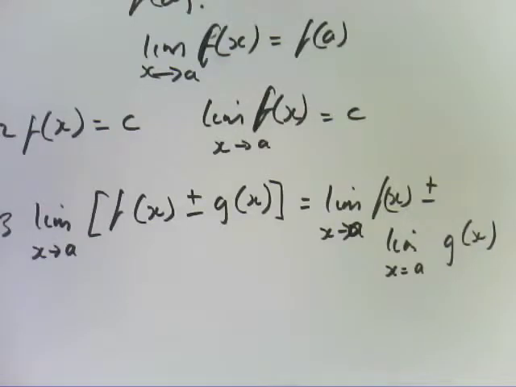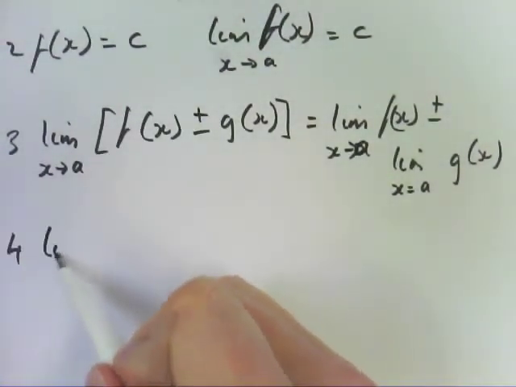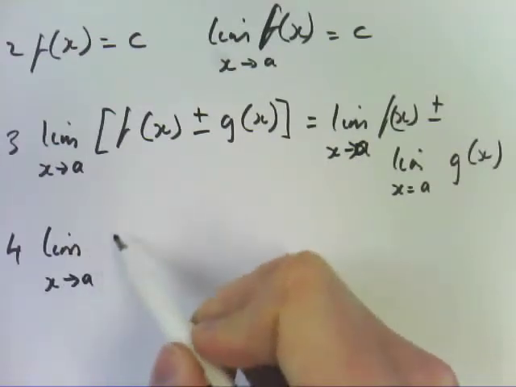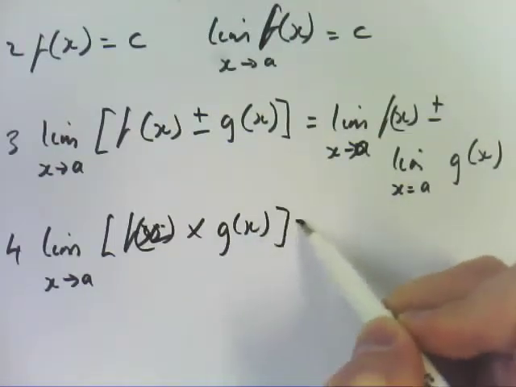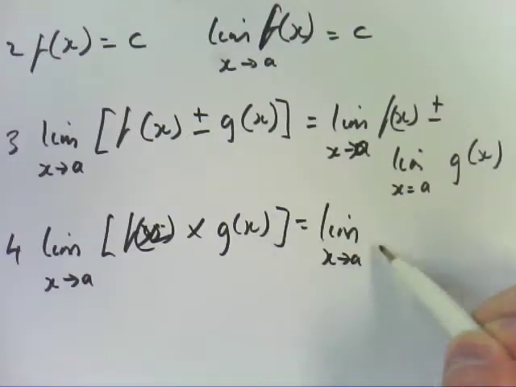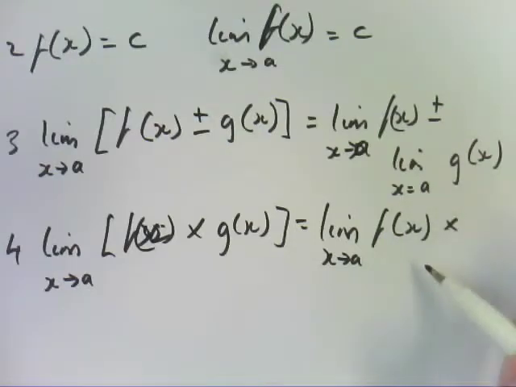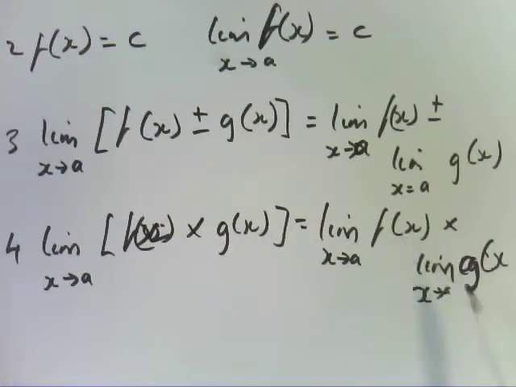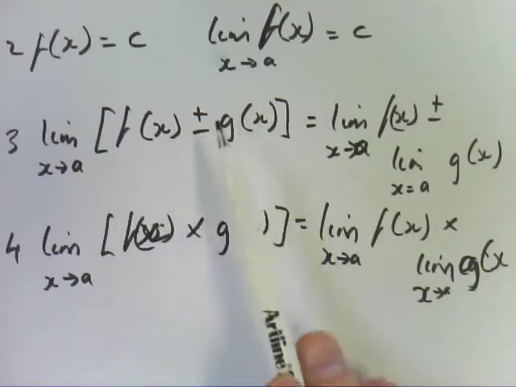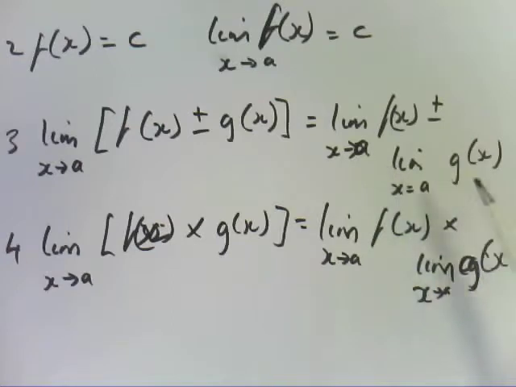Yeah? The fourth one you need to worry about is the limit as x approaches a of f(x) times g(x), which is actually the limit as x approaches a of f(x) multiplied by the limit as x approaches a of g(x). Okay, so basically what it's saying is limits, you don't have to do them together. So if you've got function f times function g and you want to find the limit of those, you can find the limit of f and multiply it by the limit of g. Okay, same as if you're adding or subtracting. You can find the limit of f and subtract g, or find the limit of f and add g, depending on what it's asking you to do.